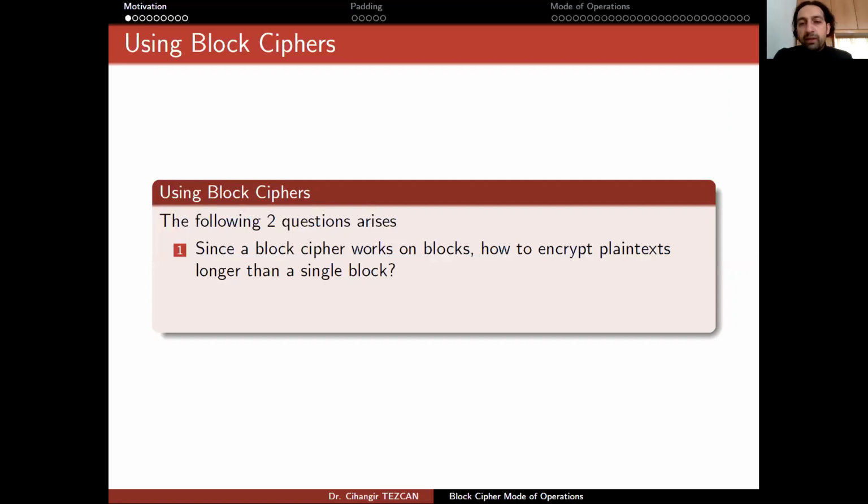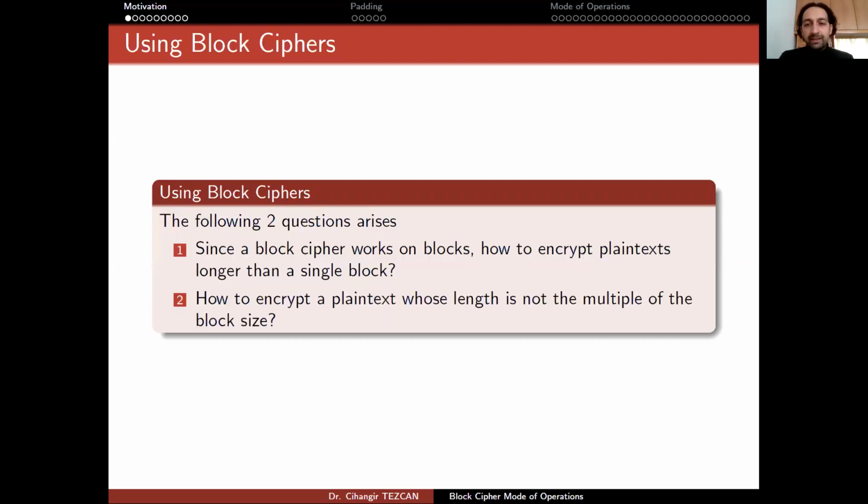But most of the time we encrypt files or data which is longer than 8 or 16 bytes. And if you think about files, we most of the time encrypt megabytes or gigabytes. So how do we encrypt these blocks in total and obtain the ciphertext? So we will answer this question with mode of operations. And the second question is how to encrypt a plain text whose length is not the multiple of the block size. So this is another problem.